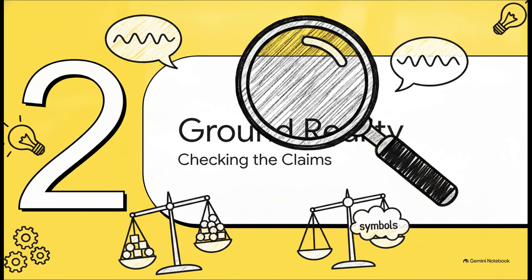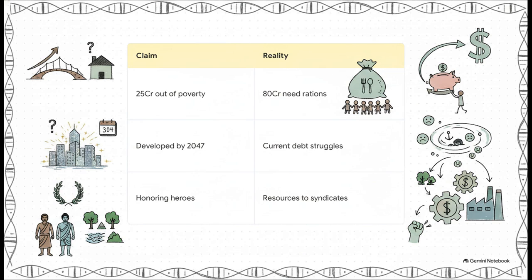Moving right along to Section 2, ground reality. Let's start checking the claims. Let's put some of these August 15, 2026 political claims under a microscope, just like the author does. First, there's the claim that 25 crore people escaped poverty. Well, the text counters this by asking a pretty logical question. If that's true, why do 80 crore people still rely on government rations while just 1% hold the bulk of the wealth?